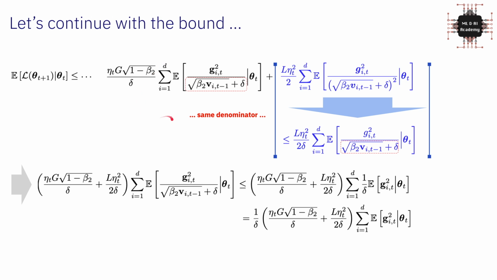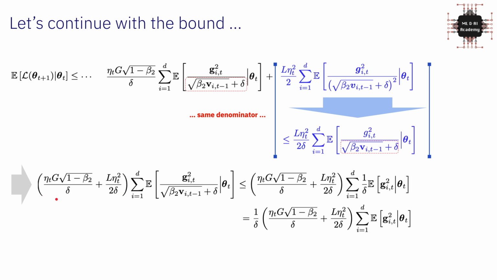So now what you have is eta t g square root of 1 minus beta 2 over delta, summation of E of g_it squared over square root of beta 2 v_it minus 1 plus delta. And now remember, plus L eta t squared over 2 summation of this thing right here. So now you can take this as a common factor. You can take E of g_it squared over square root of beta 2 v_it minus 1 plus delta as a common factor, and you can take the constants outside of the summation. You get this equation, right?